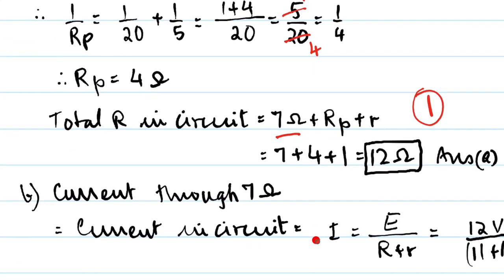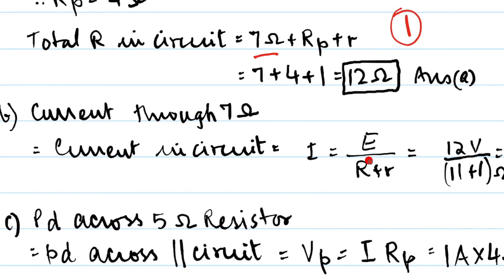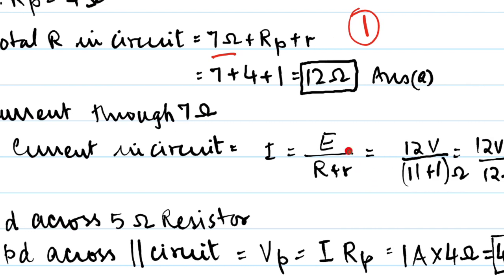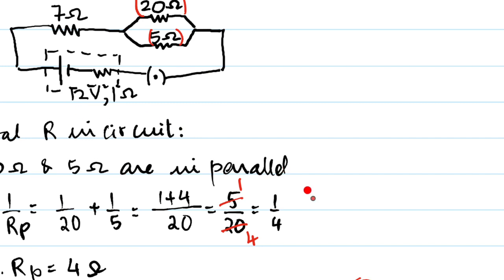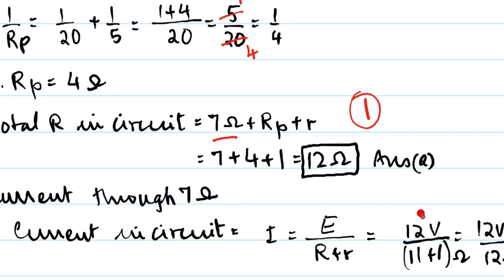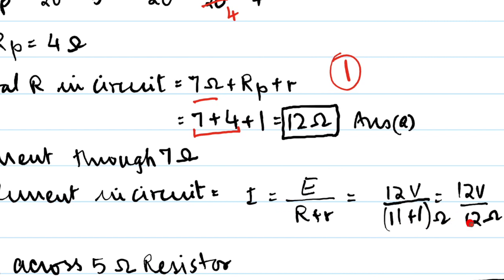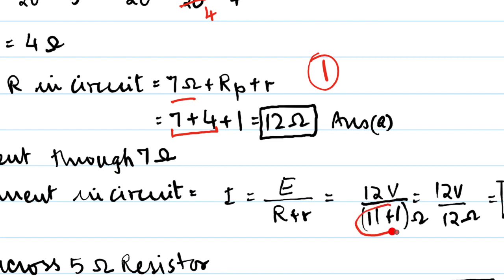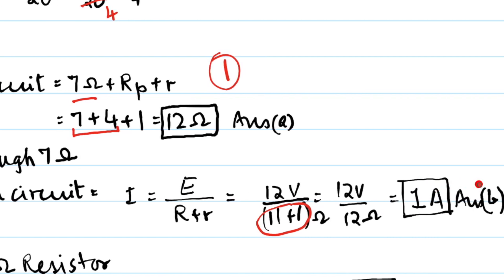The second subpart says current through 7 ohm. Now current in the circuit, that is I is equal to E upon R plus r. What is EMF? EMF is given in the diagram here. Can you see that? 12 volt, that is the EMF. And so we will have 12 upon R plus r, that is internal resistance 1 plus this, which is 11. So that will still make it 12. Even if you don't write this way, you directly write here 12, that's also fine. So that will give us 1 ampere. That's your answer B. That is your 1 mark.